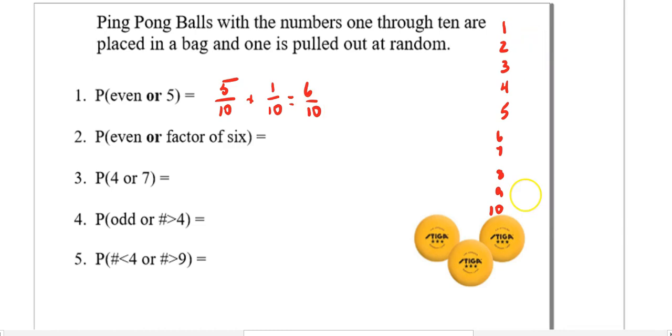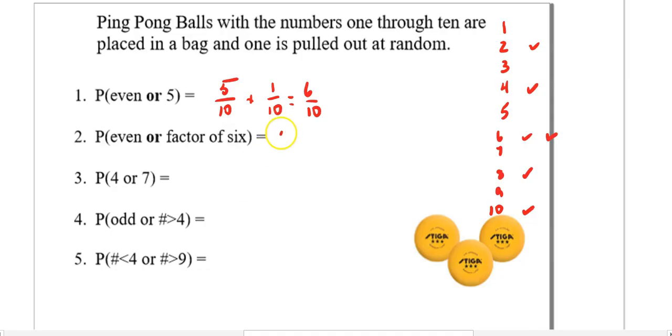All right, let me erase that. Okay, so now what about an even or a factor of 6? First let's do the even numbers, or a factor of 6. 6 is a factor of 6. So notice that these are inclusive. You can have something that's both. The even numbers are 5 out of 10, plus the factor of 6, there's one of those, 1 out of 10. But notice that this 6 got counted twice, so we have to subtract it. So that winds up being 5 out of 10.